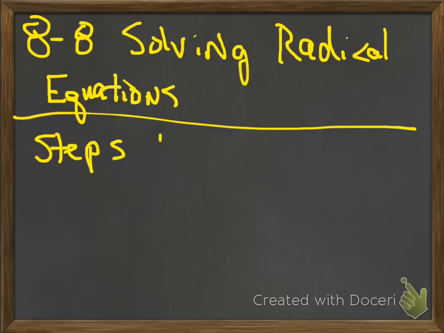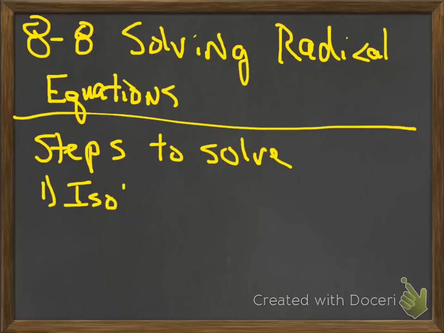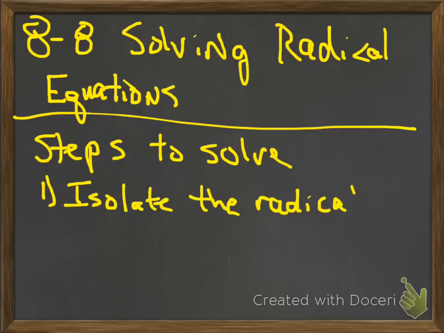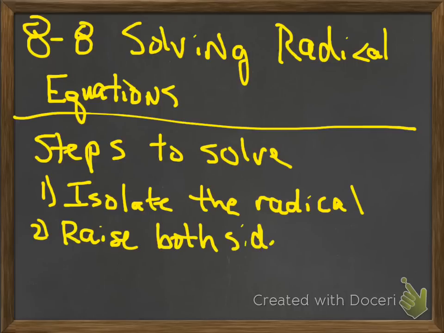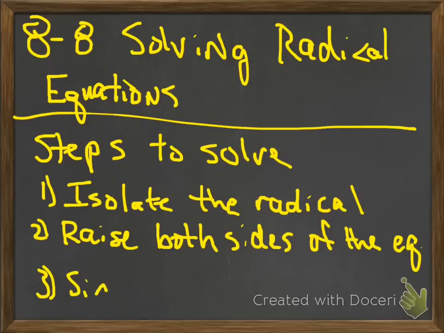Well, the steps for solving this are, 1, we need to isolate the radical. If possible, we need to make sure that the radical is all alone on whatever side it may be on in the equation. And then second, we need to raise both sides of the equation to whatever index or power that index of the equation is, to get rid of the radical. Then we need to simplify and solve, and those are just steps that you've done before.